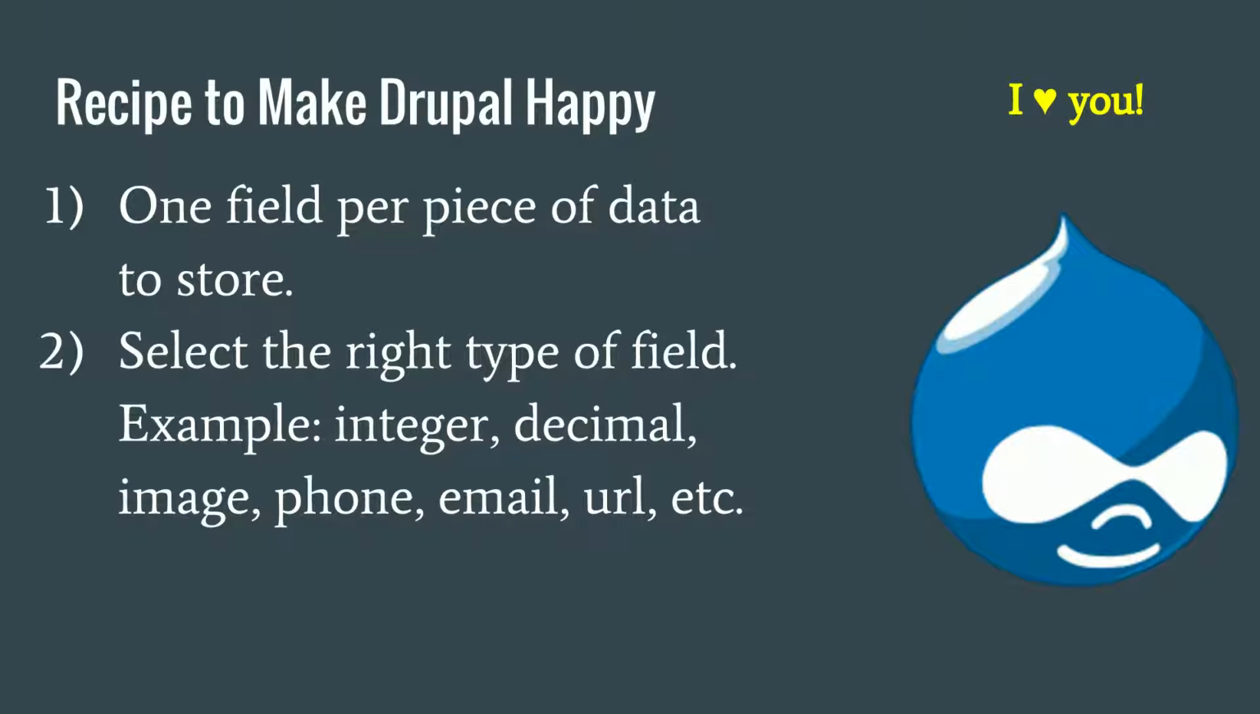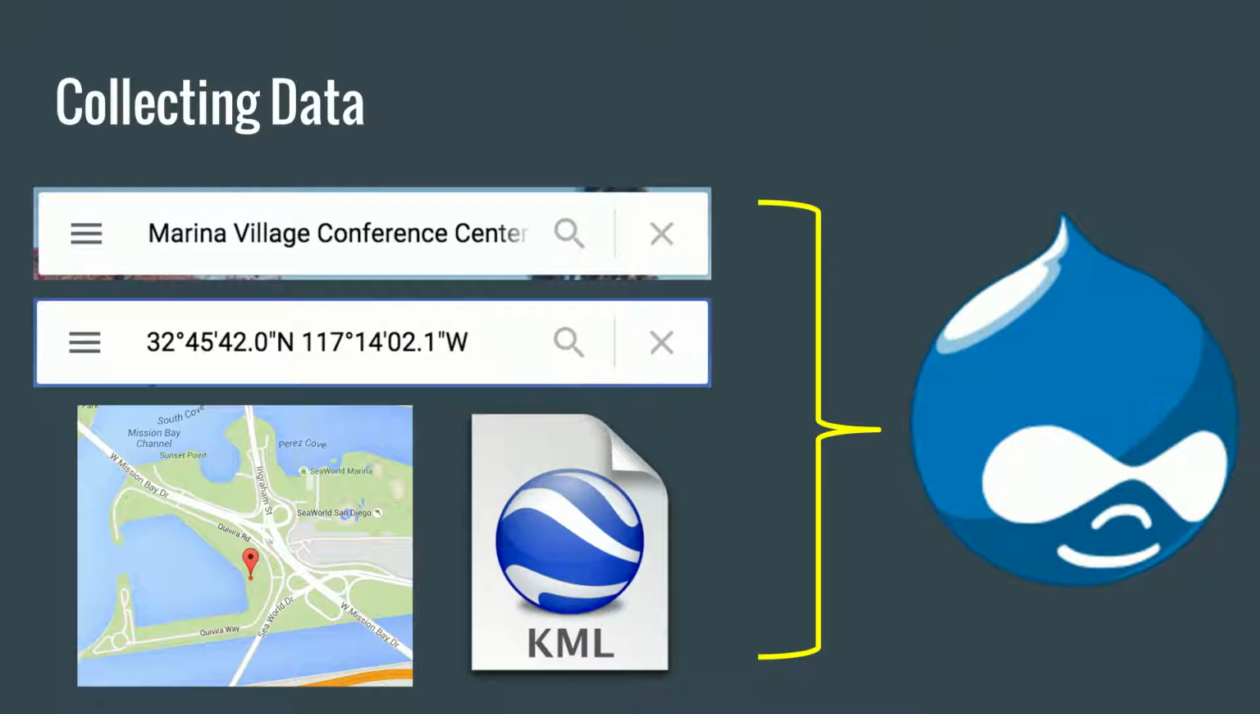And you can have as many fields as you want. And as I said before, there are different types. For example, integer refers to numbers without a decimal point. Decimal refers to numbers with decimal points. Images, phone numbers, emails, URLs, and so on. There are a lot of fields in Drupal.